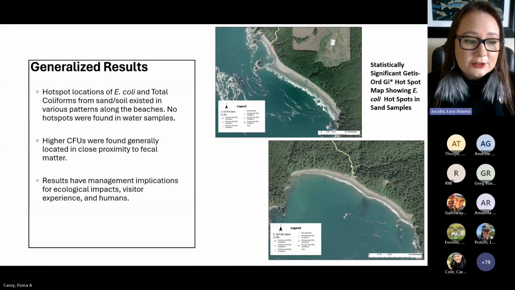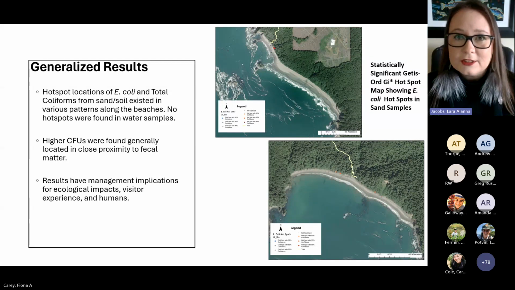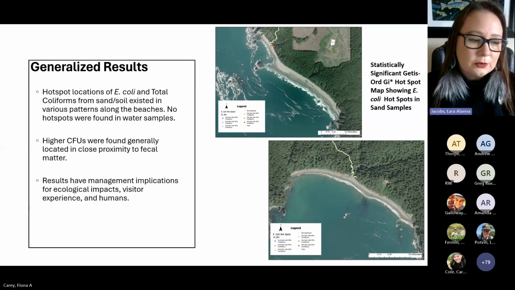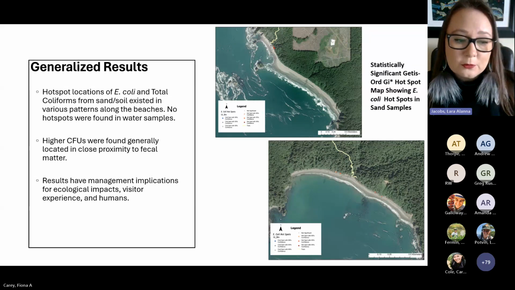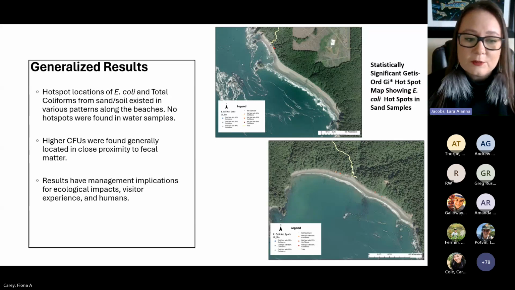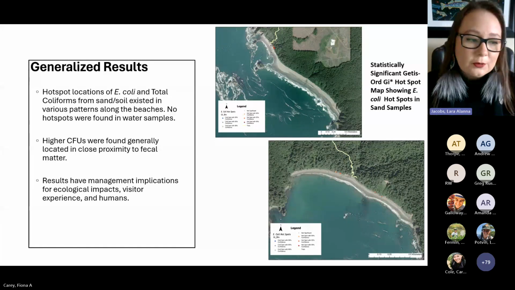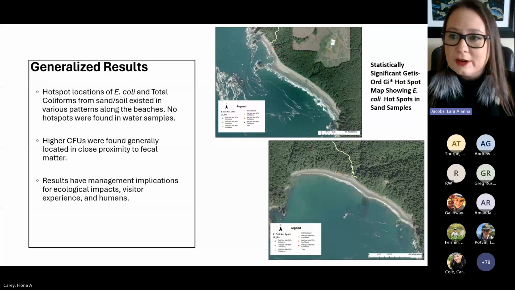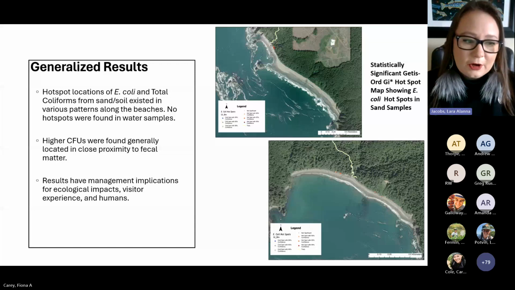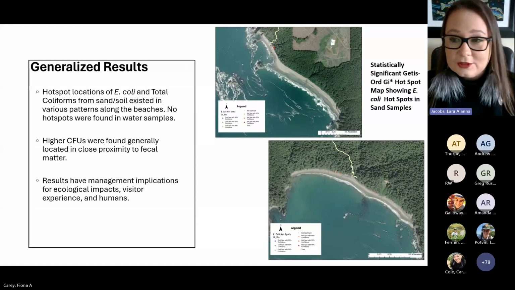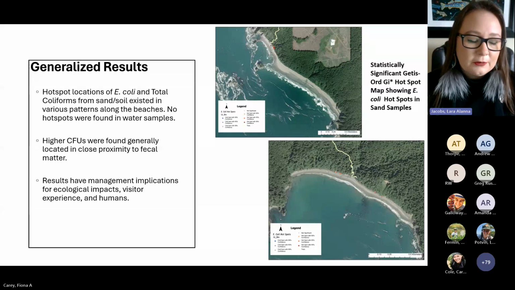We also found higher CFUs, which are colony forming units. That's the metric that we talk about when we're dealing with bacteria. So we found those were generally located in close proximity to fecal matter, which makes sense, right? Human fecal matter has bacteria, so the higher colony forming units that we found were located in proximity to the fecal matter.